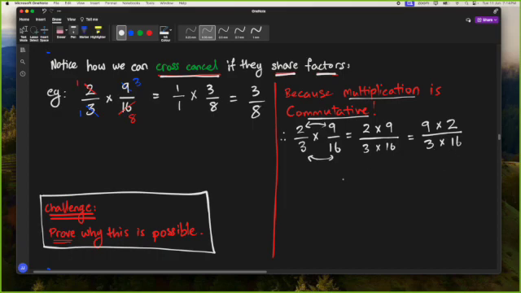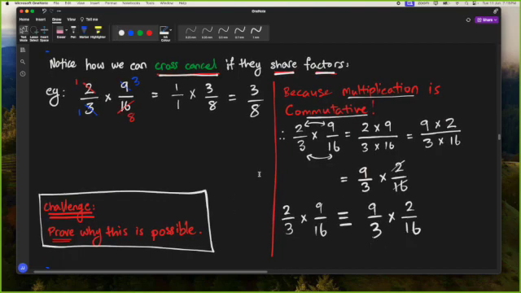And so now I could split it back up, and look, now I get 9 over 3 multiplied by 2 over 16. And so you can see here that now I could cancel the 2 with the 16, and I could cancel the 9 with the 3. What we're trying to say here is that because multiplication is commutative, 2 over 3 multiplied by 9 over 16 is the same as saying 9 over 3 multiplied by 2 over 16.